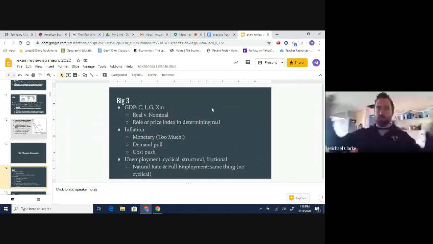With GDP, you have to know your components of GDP. So that's C plus I plus G plus X minus M. C for consumption, I for investments, G for government spending, X for exports, minus imports. Remember, with GDP we're only using domestic items. So the reason they take out imports is because it wasn't made here.